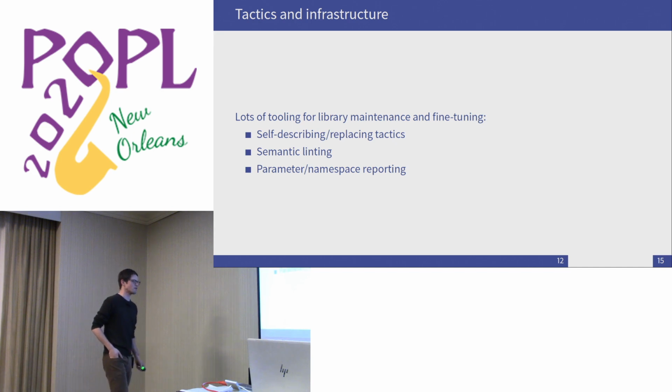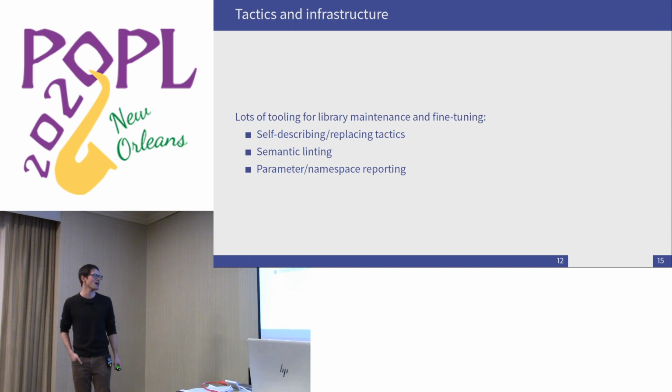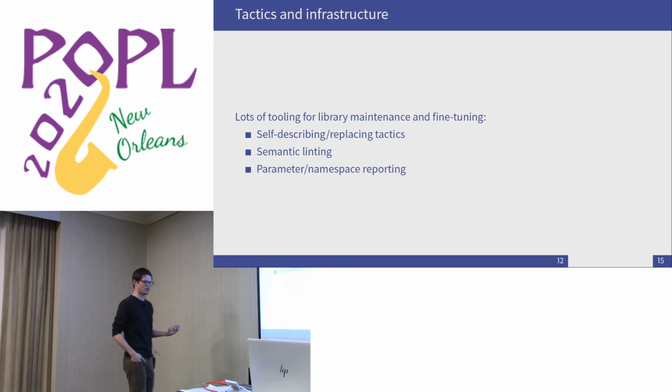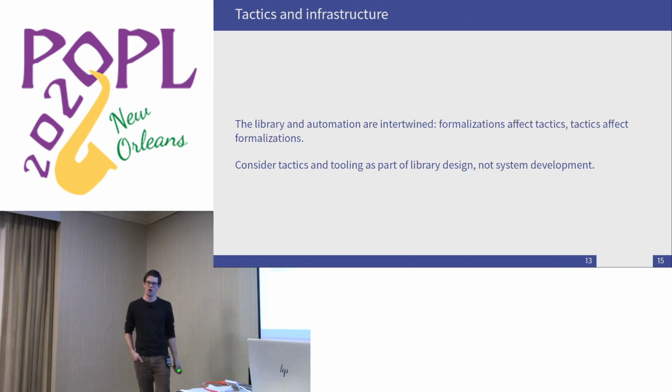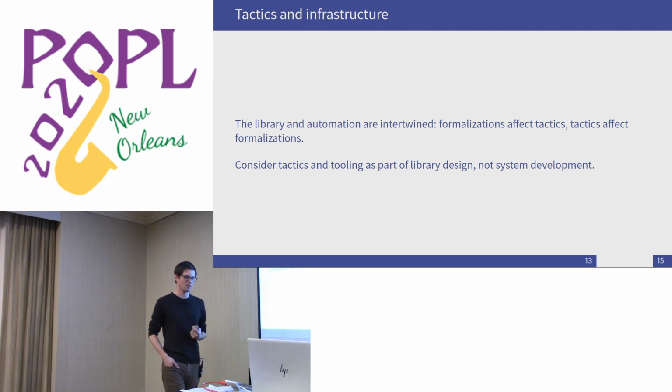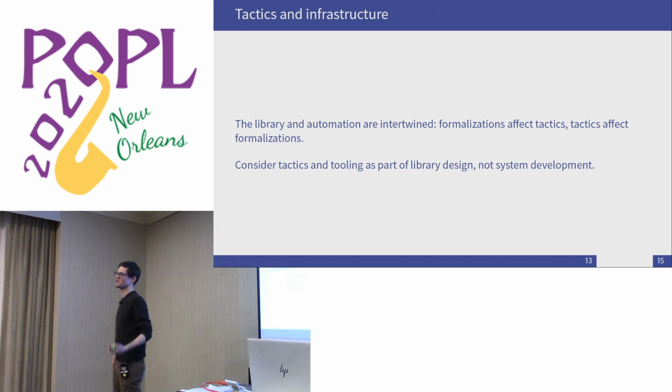Also in this note, there are a lot of tools for library maintenance and fine-tuning. So we have tactics that will report their behavior, that will replace themselves with things that are easier to maintain. We have tools for linting, for checking that definitions don't have unused arguments, et cetera, for inspecting an environment. All of these, again, are part of the library, not part of system development. And having the metaprogramming framework in Lean makes this not only possible, but very pleasant. It really feels like the correct way to do things in our system.